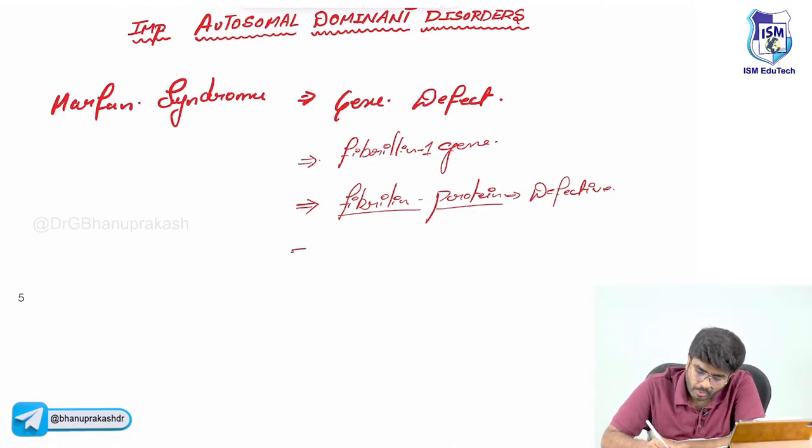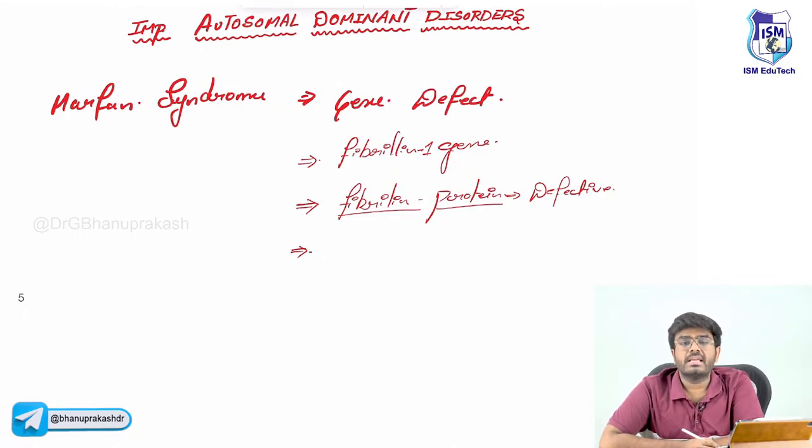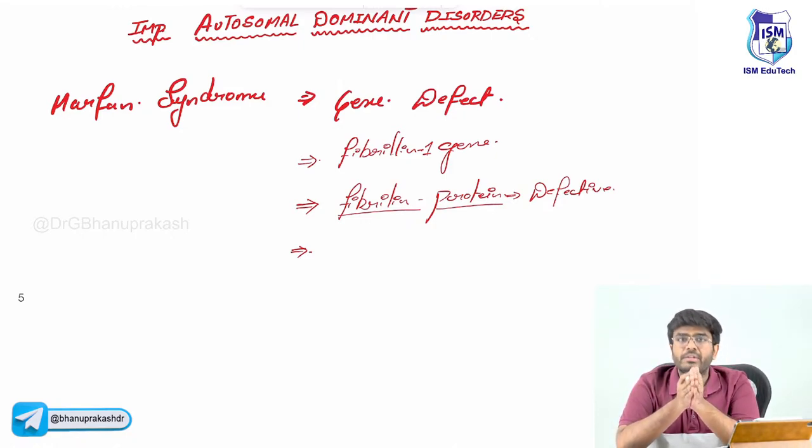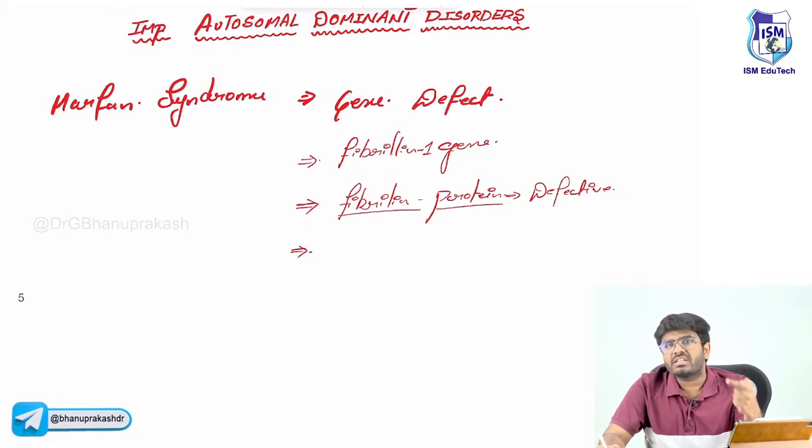Now one important point for your exam purpose: fibrillin is very much important for the assembly of the elastin fibers. For the elastin to assemble, you need fibrillin. So whenever this fibrillin is defective, automatically the elastin will also be affected. So elastin will be negatively affected.